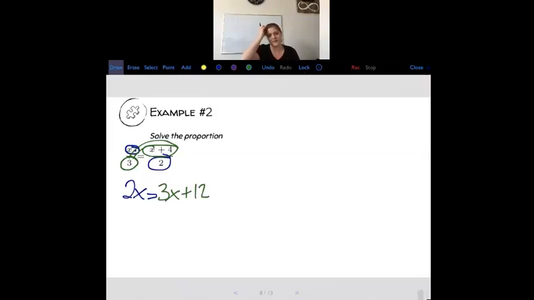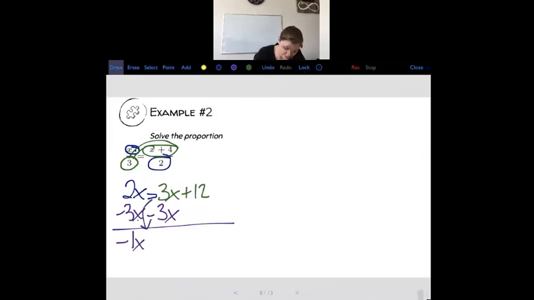And now when we're solving, our goal is to find the value of the variable that makes the equation true. A helpful way to do this is to get our x's together and our numbers together to solve for x. So I'm going to subtract 3x from both sides. 2x minus 3x is negative 1x. Bring down your equal sign. 3x minus 3x, those cancel out, and we're left with 12.